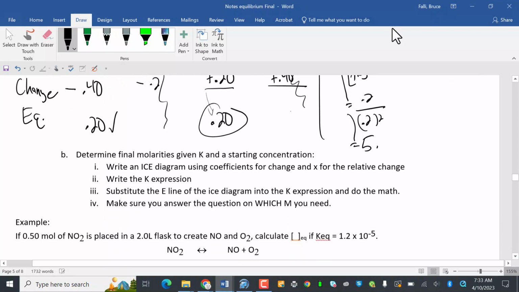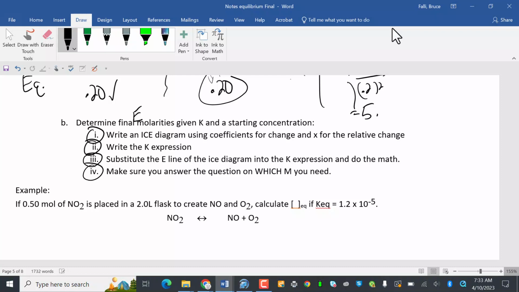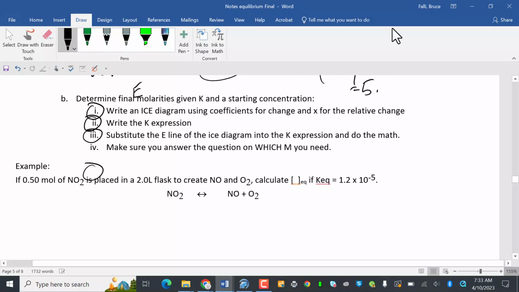All right. Determine the final molarities given K and the starting concentration. So final molarities means that's going to be my E line, given K and starting equilibrium. So I'm going to write an ICE diagram using coefficients for change and X for relative change. Write the K expression. We're good with that. Substitute the E line into the K expression and make sure you answer the question of which molarity you need. So these are the steps on how to do it.